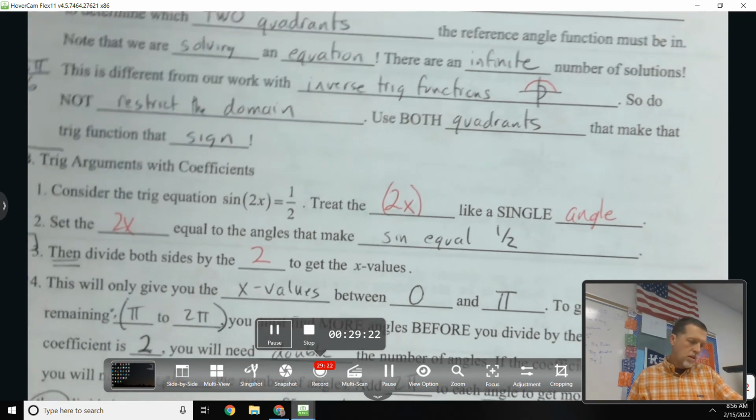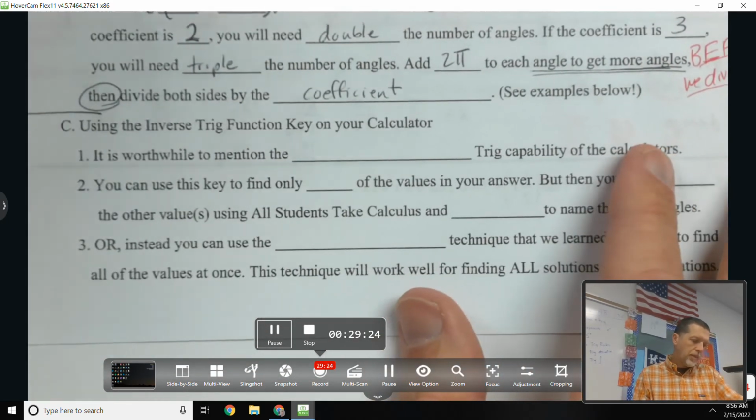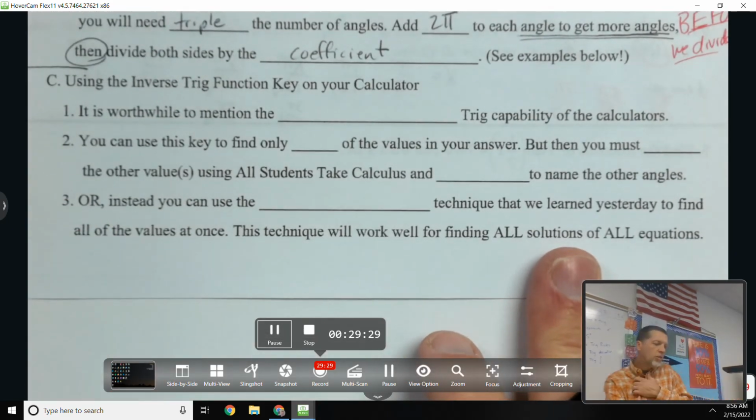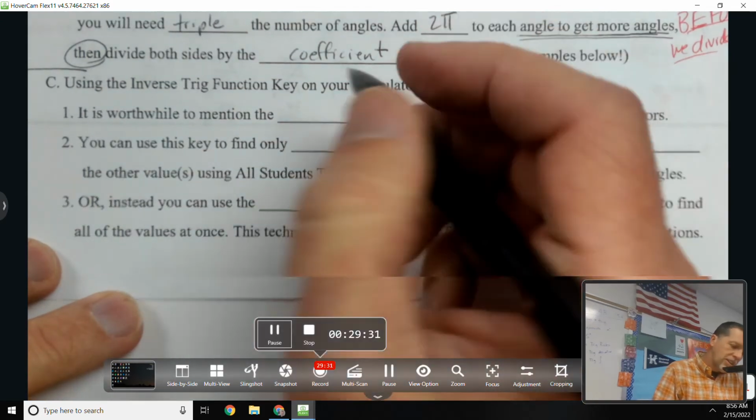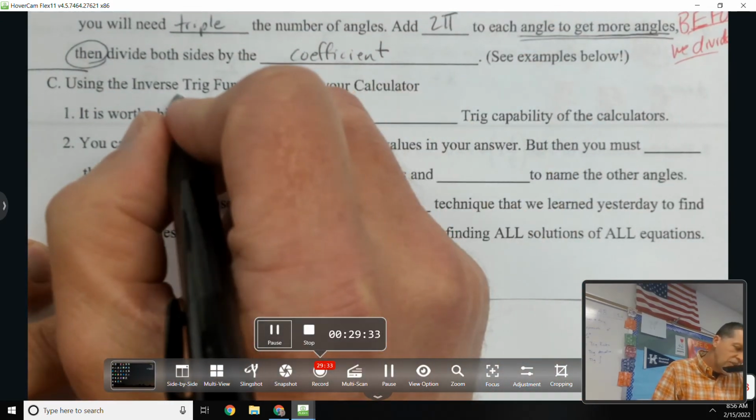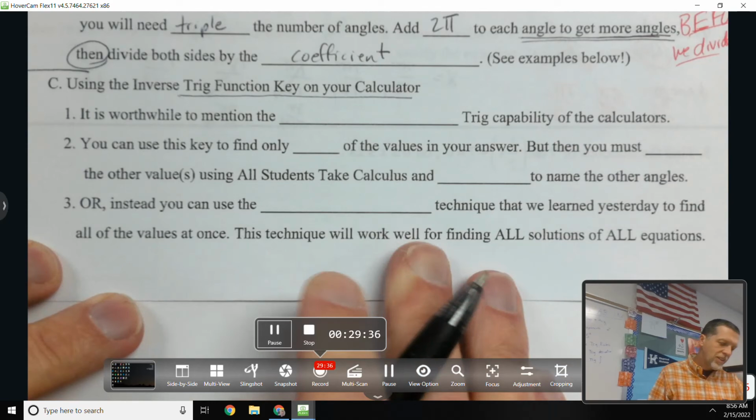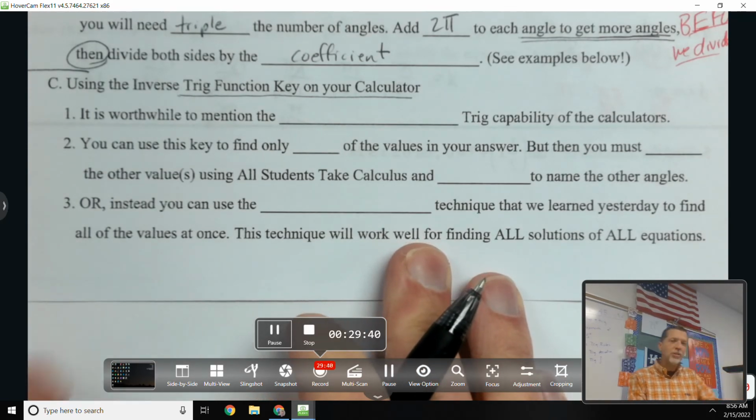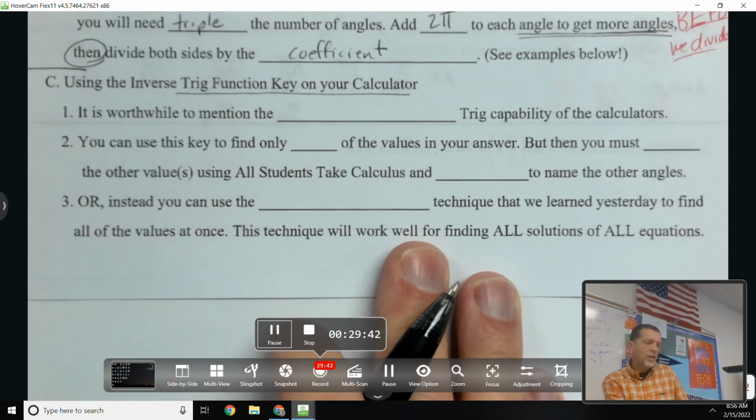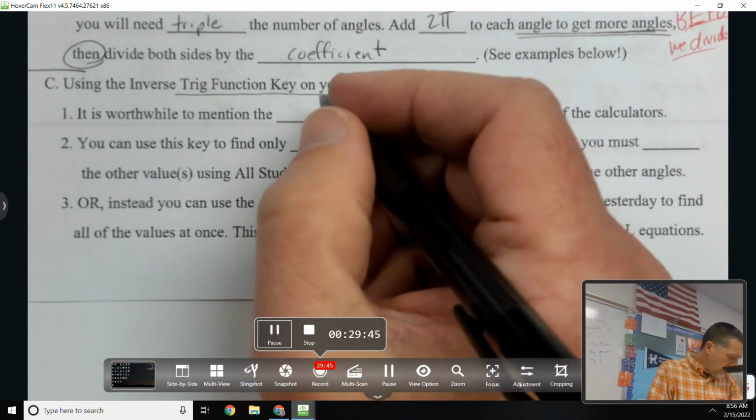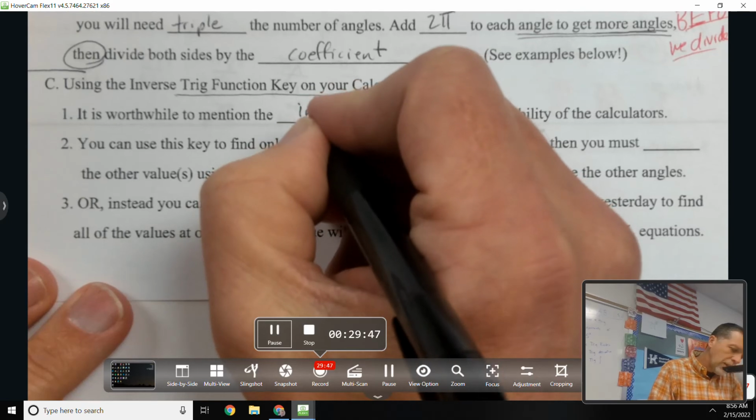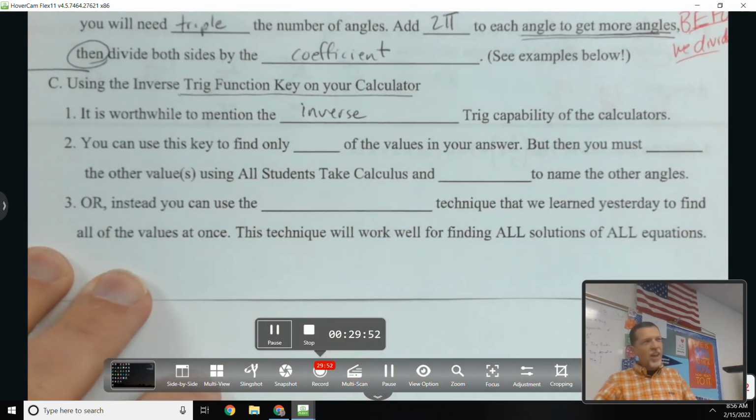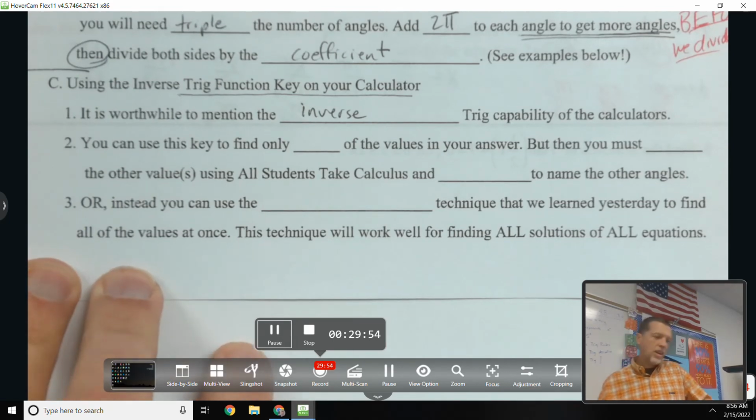So back to the notes side. Using the inverse trig function key on your calculator. So back to the calculator, but this is, well, there's 2 ways to do it, and I'll show both, and you can figure out which way you like. It's worthwhile to mention the inverse trig capability of the calculators. Right, when you do second sine, that gets you the inverse sine. You can use this key.